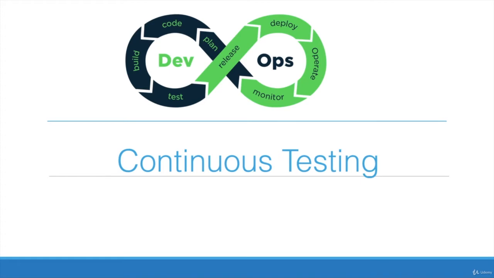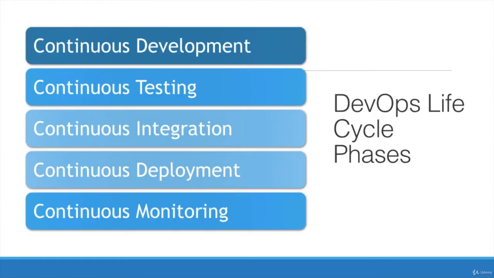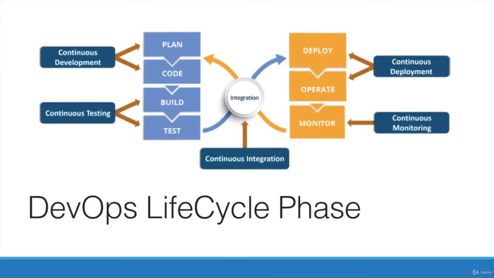Today we will discuss continuous testing. In the previous lecture, we discussed continuous development, right? Continuous testing is the second phase of the DevOps product lifecycle. As we have already categorized the phases of DevOps, continuous testing covers two phases of the product development lifecycle. The first is product build and the second is product test, right?